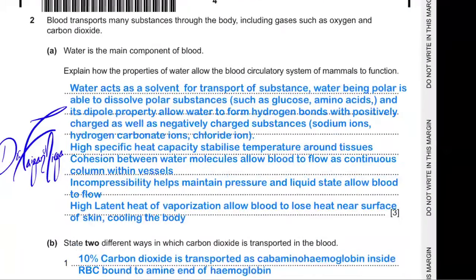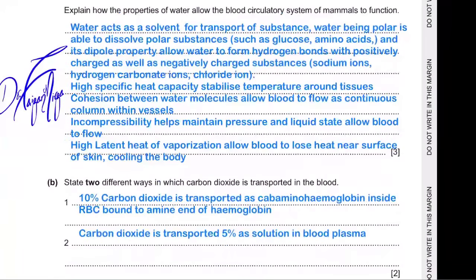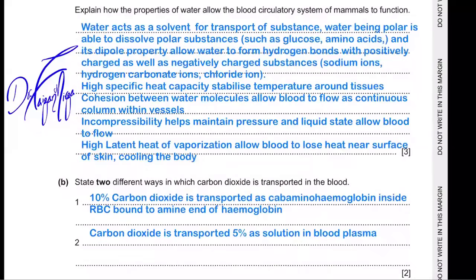Question 2 deals with how blood transports many substances, including gases. Explain how the properties of water allow this to function in the mammalian circulatory system. So we know that water acts as a solvent because water is polar. It's able to dissolve polar substances such as glucose and amino acids. The property allows water to form hydrogen bonds with positively charged substances as well as negatively charged ones, such as sodium ions, hydrogen carbonate ions, and chloride ions. We'll give examples wherever possible because the command word is explain.